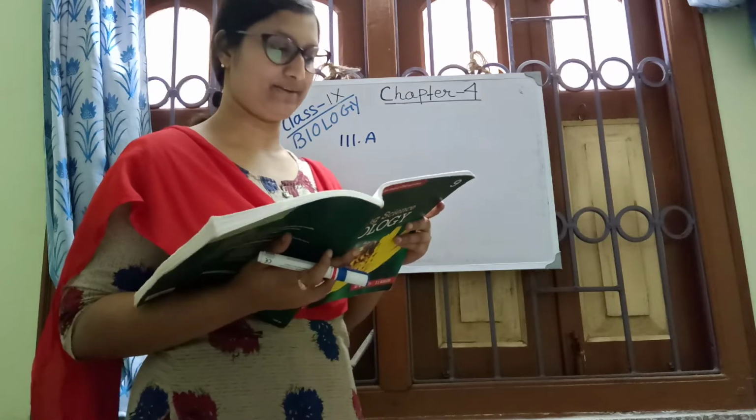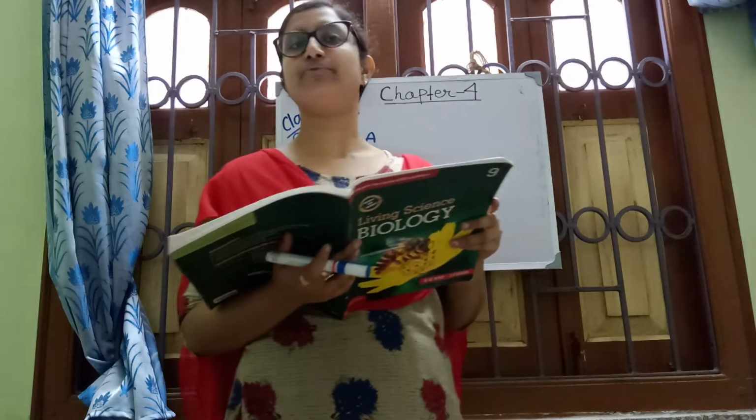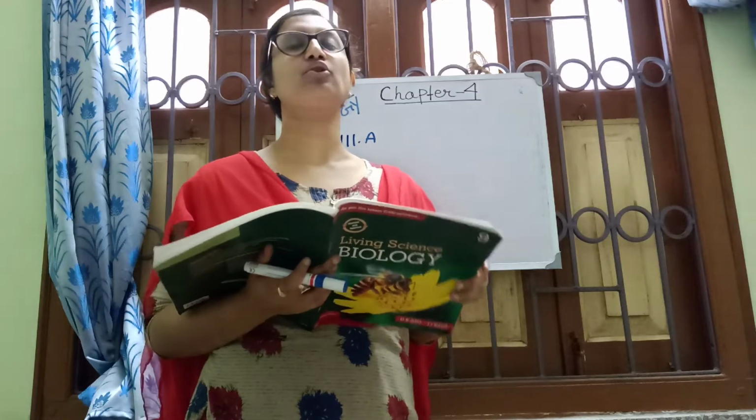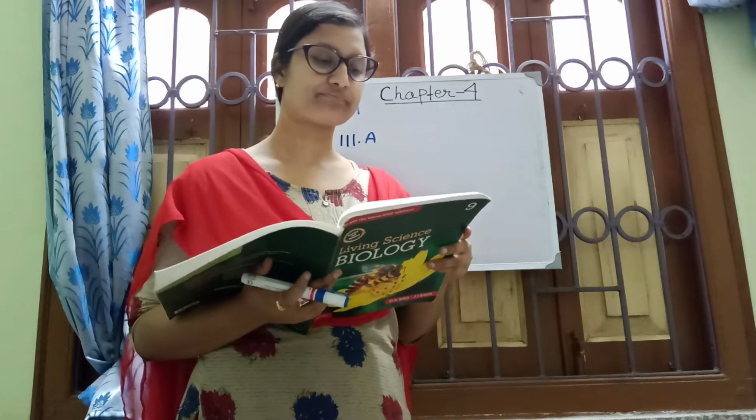What happens to the following after fertilization? The ovules, sepals, petals, style and ovary. The ovary becomes fruit, the ovules become seed, and the sepals, petals and style all fall off. Okay, so please write in your copy.